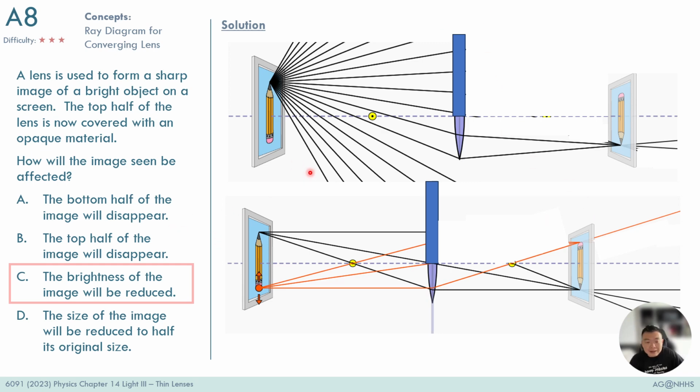So this is what happens if you block half the lens. The image will still be sharp, it will still be there, but it will be dimmer.